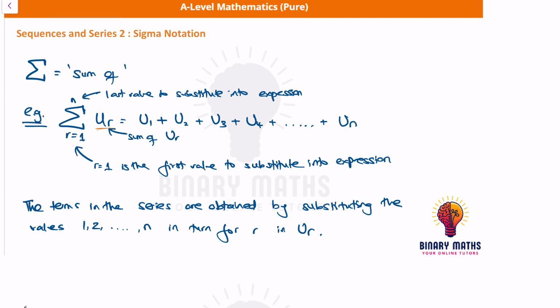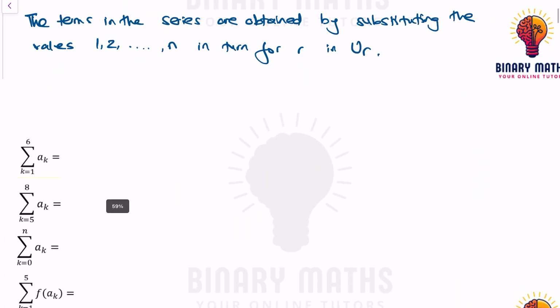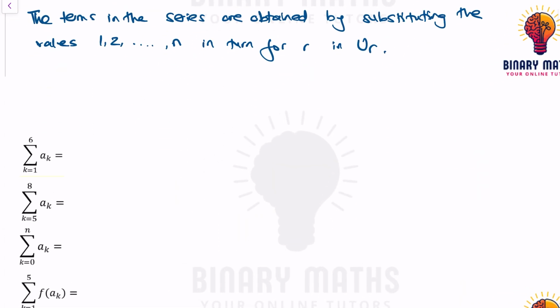So let's look at a few examples. So here we have the sum of ak, where k equals 1 to k equals 6. So first thing we need to do is replace k with 1, so we get a1. Then replace k with 2, so we get a2. Then replace k with 3, 4, 5, all the way up to the last number, which is 6. So that would be the series that we obtain from that sigma notation.